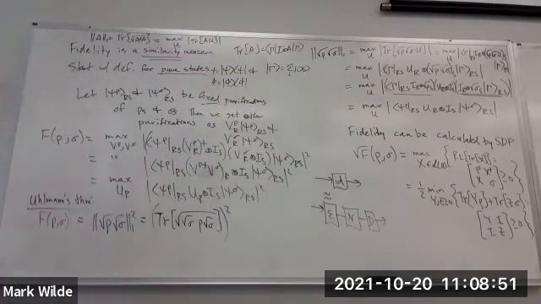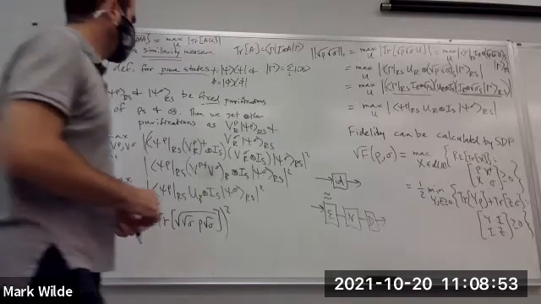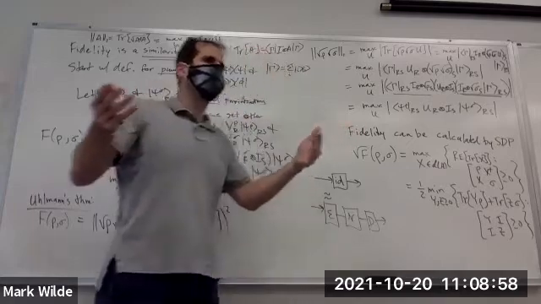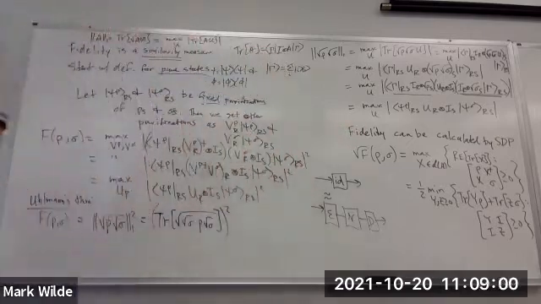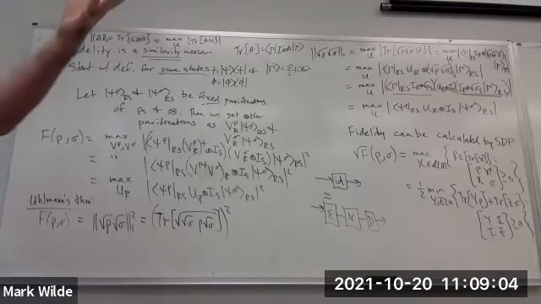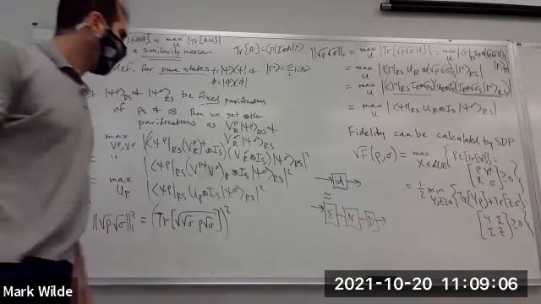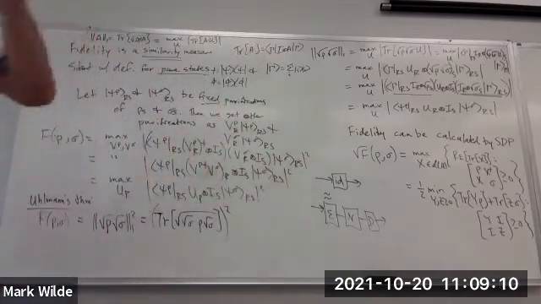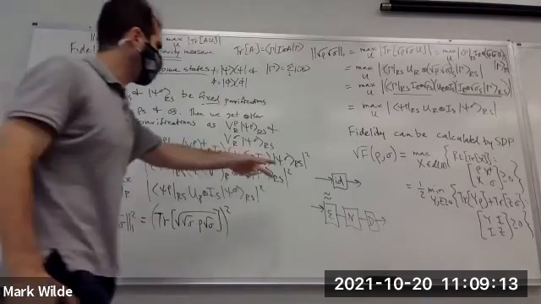And so trace distance, we would maximize the trace distance between these over all possible input states. That's because trace distance is a distinguishability measure. We want to look at the maximum difference between them. Fidelity is a similarity measure, so we do the opposite. We minimize the fidelity over all possible inputs.